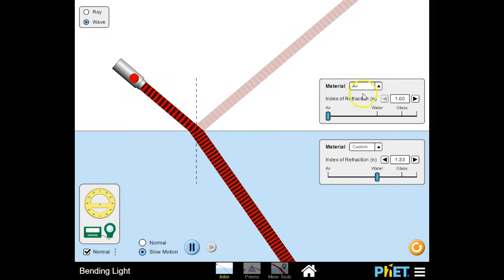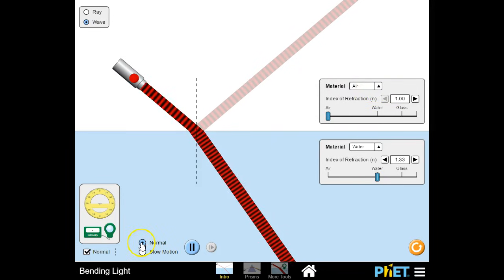Now notice also there are these indexes of refraction, and these are just numbers that help us understand the way that medium is going to behave when light hits it. So for instance, if I move this down to water, you can see that the index of refraction of water is 1.33. The index of refraction of air is 1.